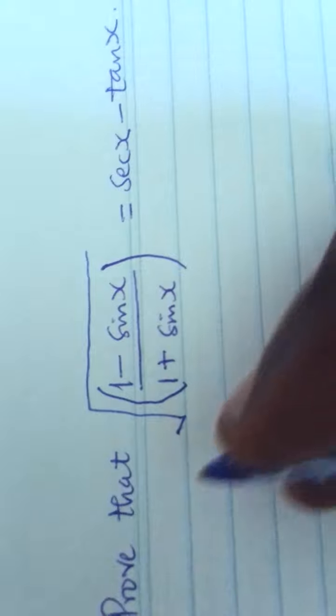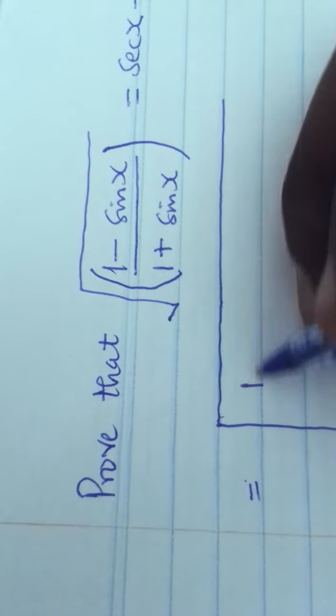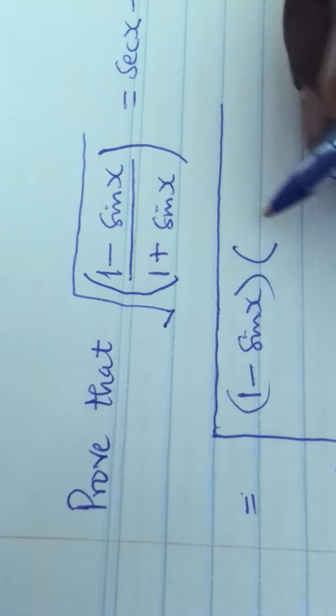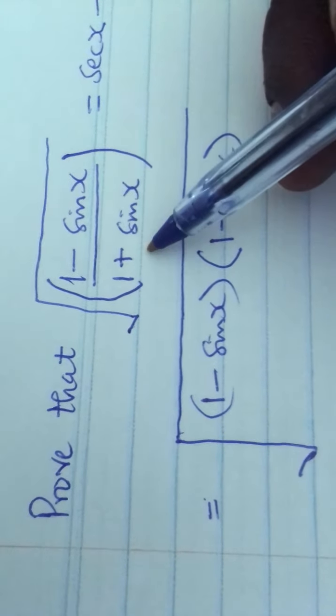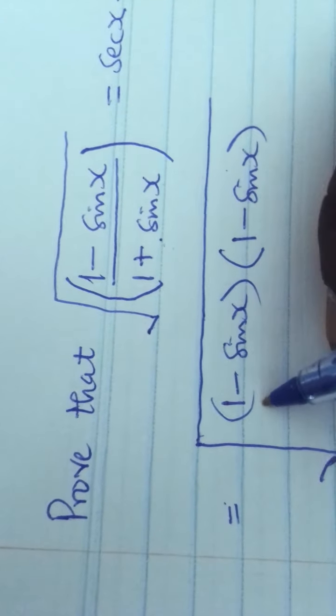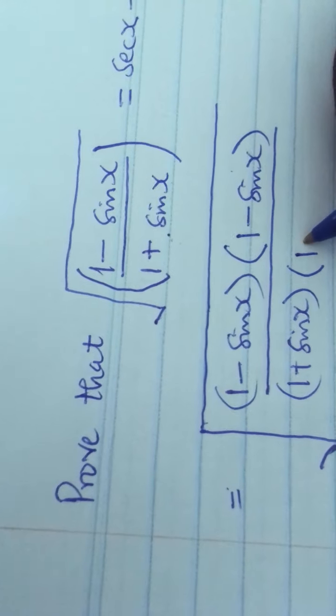So this one under a root is going to give us 1 minus sine x into, now 1 minus sine x. So I'm getting the conjugate of the denominator, which is 1 minus sine x. I multiply it up and down, so all over 1 plus sine x into 1 minus sine x.